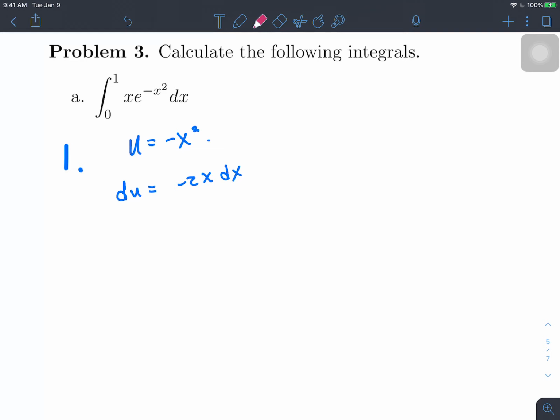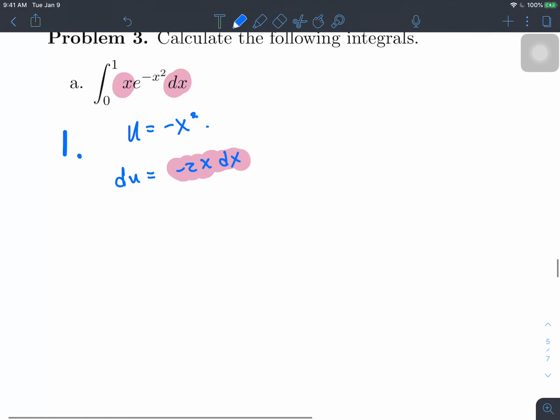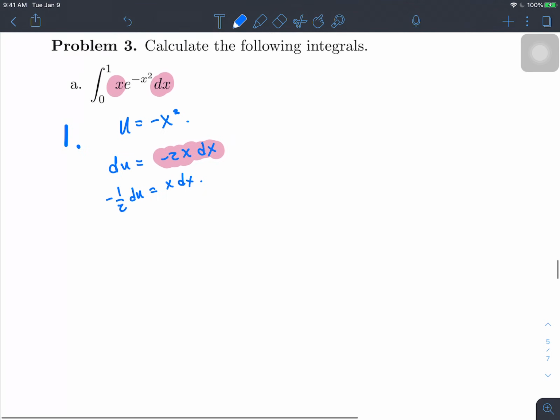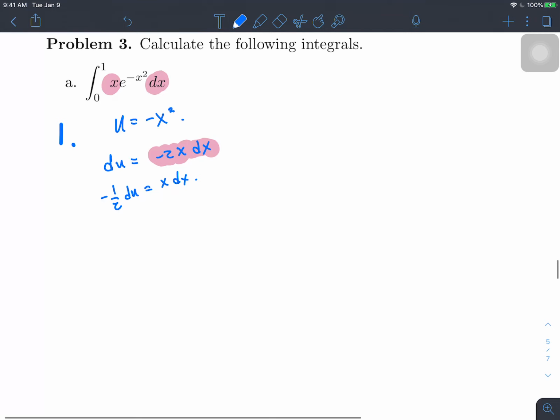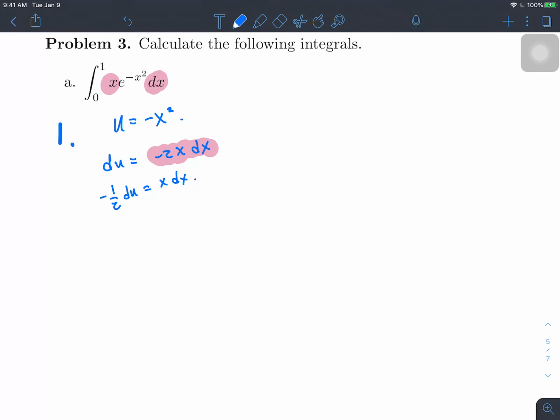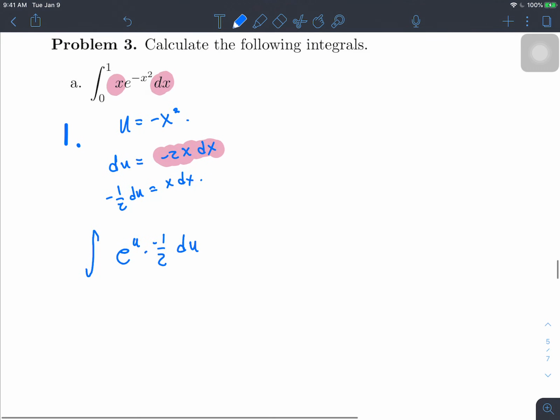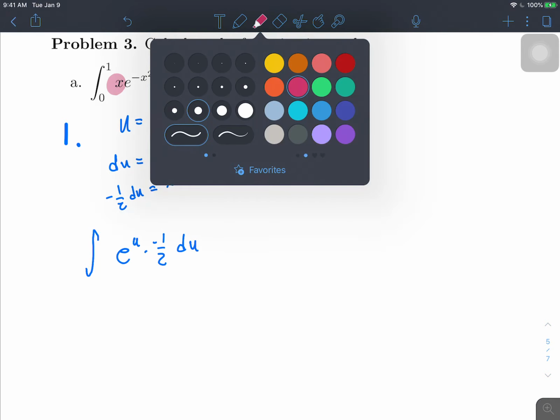Now I want this right-hand side to look like my leftovers, which are going to be x and dx. So I'm going to solve it for that. I'm going to multiply both sides by negative 1/2. So negative 1/2 du equals x dx. And now I'm ready to replace everything. So I'll have the integral of e to the u times negative 1/2 du. Now, what I need to be careful about is these bounds here, 0 and 1.